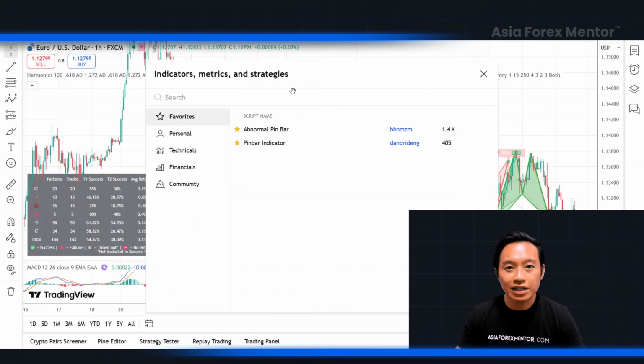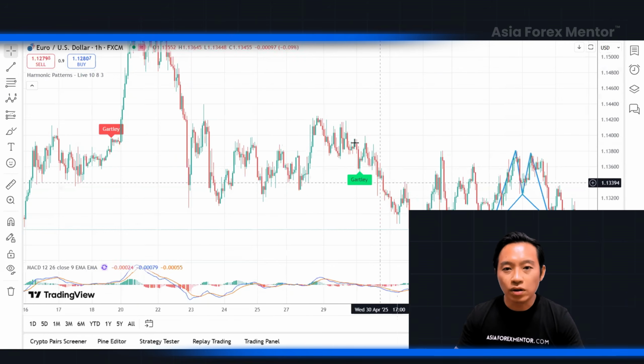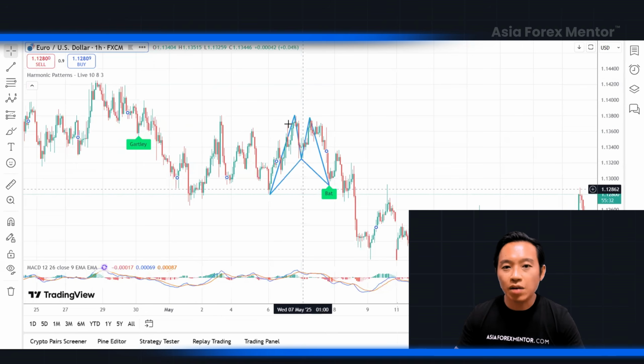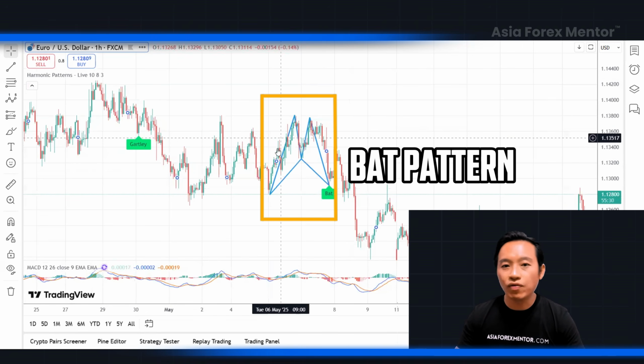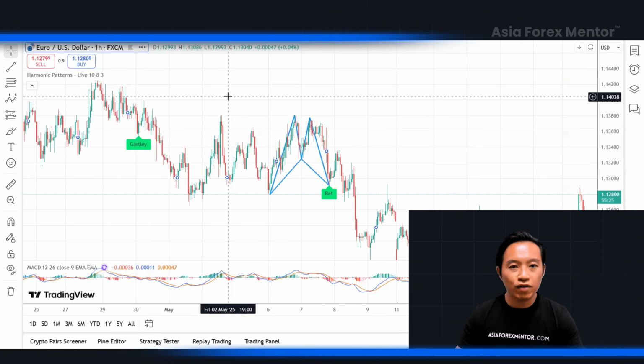So let's try another one, right? Let's try another one. And this is just one of them. There's so many out there, right? So there we go. You see, it identifies a bat pattern for you, a Gartley, etc., with all the ratios and so on and so forth. And TradingView is just one of them. There's so many other platforms these days that have this function.